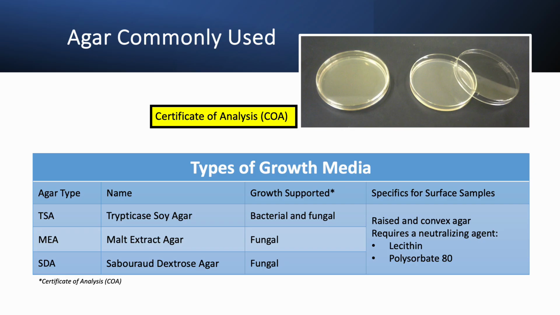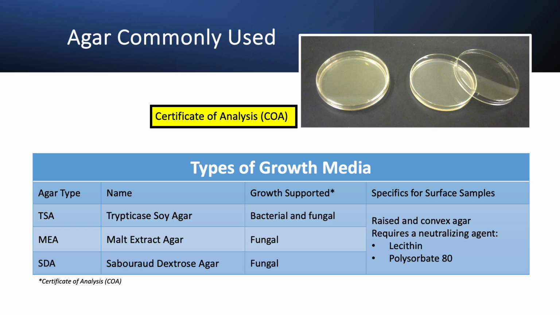For the types of agar used during air and surface sampling, we're really looking at the same types of agar. But we're going to focus on what's called TSA agar because it supports both bacteria and fungus. We can use other types of agar like MEA and SDA because they support fungus, but we would have to include a TSA agar as well because we're looking for both bacteria and fungal growth. So it's just really easy to just use TSA.